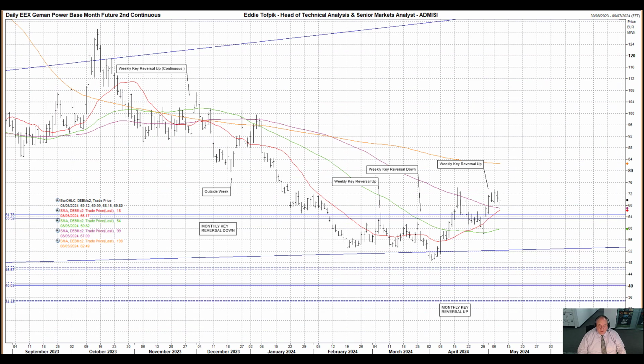Finally, a power contract. The EEX German power base month futures had a weekly key reversal up last week. We saw a very limited follow-on higher early on, but which has now pulled back towards Friday's close. However, please note this action is in the shadow of April's monthly key reversal up and the basing action we have seen form here since mid-February.